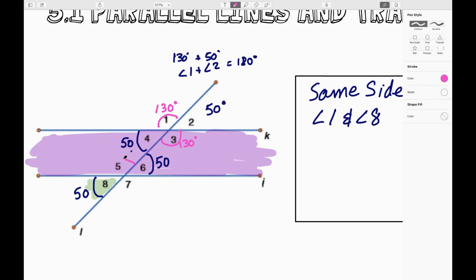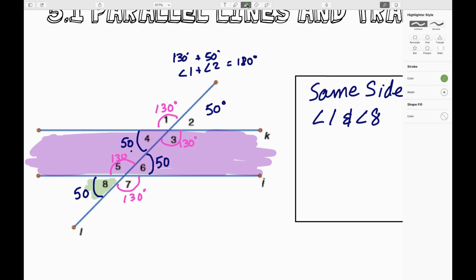Oh, look at 3 and 5. They're alternate interior. Alternate interior angles are congruent. They're equal, 130. Oh, 5 and 7. Look at them. They are vertical, so that's going to be 130. Look at all these things that we've got.